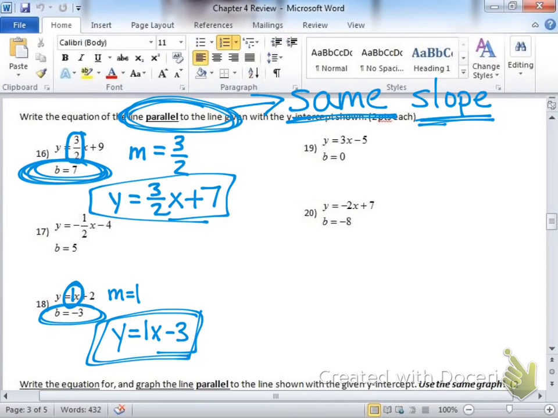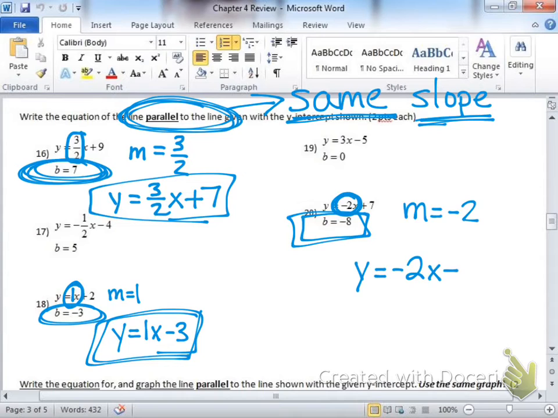All right, jump over to 20. Again, all you want to do is take the m out. Parallel lines have the same m, same slope, and we want to use the new b. So y equals negative 2x minus 8. What questions do you have?